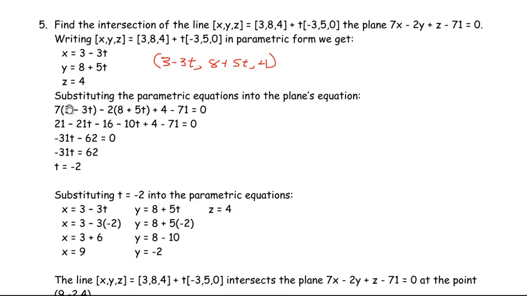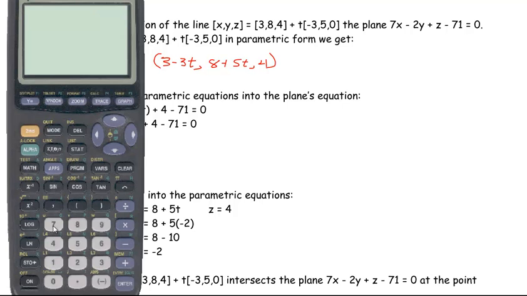I'm going to distribute the 7 in. So 7 times 3 is 21. 7 times negative 3t would be minus 21t. Negative 2 times 8 is negative 16. Negative 2 times 5t would be negative 10t. Plus 4 minus 71 equals 0. And then we collect like terms. So negative 21t and negative 10t is negative 31t. That's the only t terms we have here.